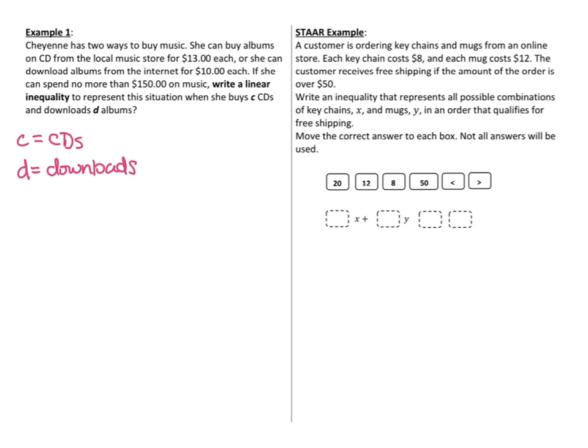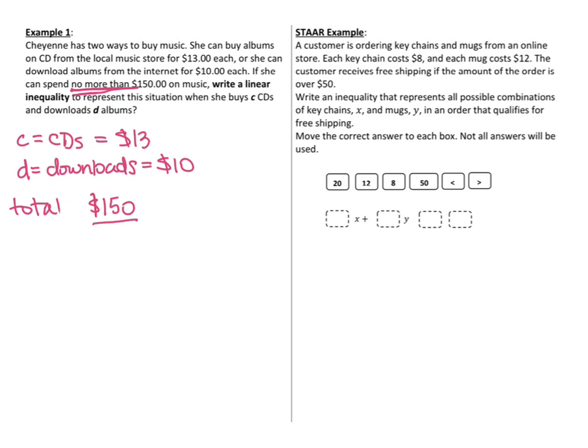And then I think we were given some other information about that. It says the CDs are $13. The downloads were $10. Okay, the total she can spend is $150, but it actually says she can spend no more than. So what's the biggest amount she can spend? $150. Can she spend less than $150? Yeah. So the total isn't equal to $150.